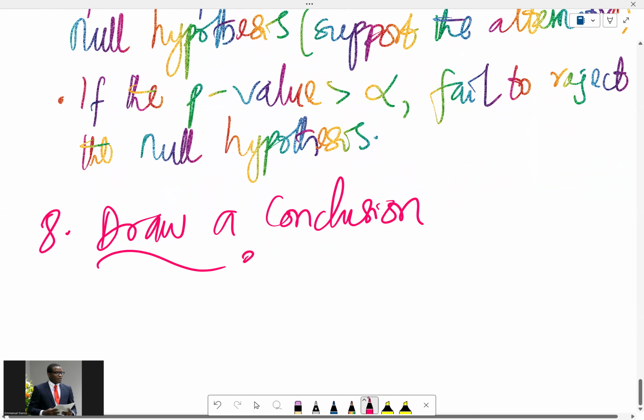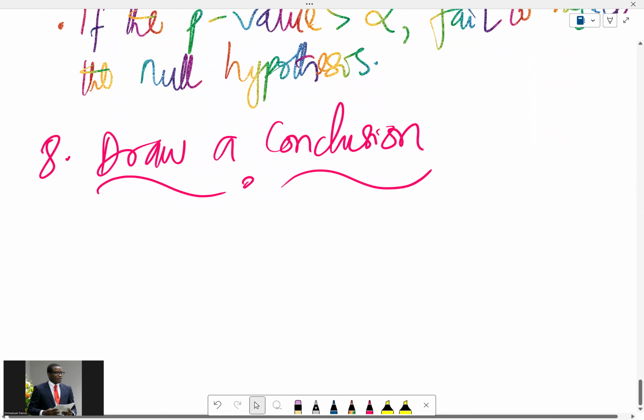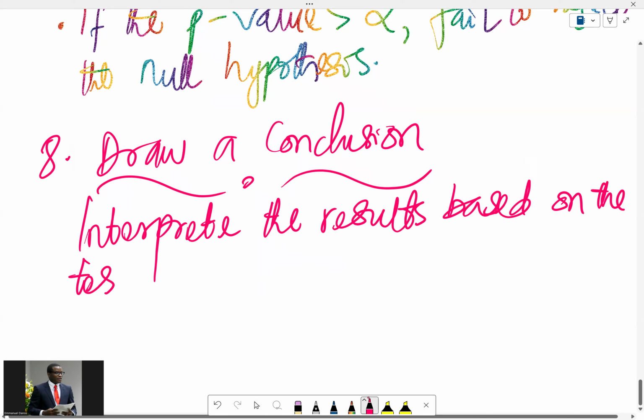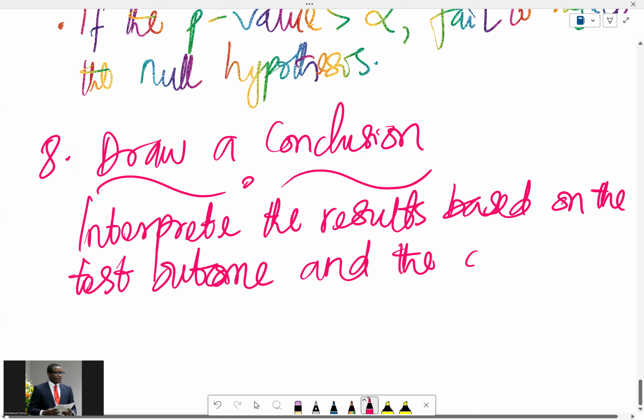Okay. And that simply means to interpret the results, based on the test outcome and the context of the study.